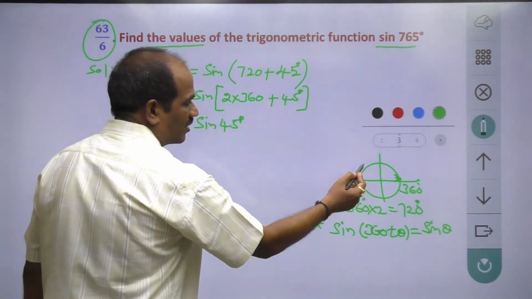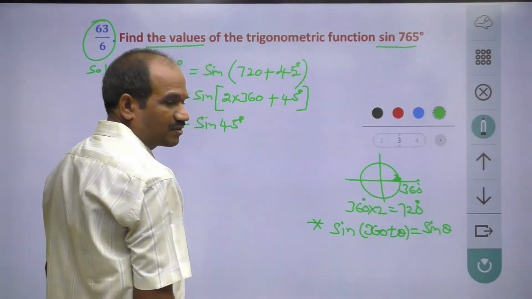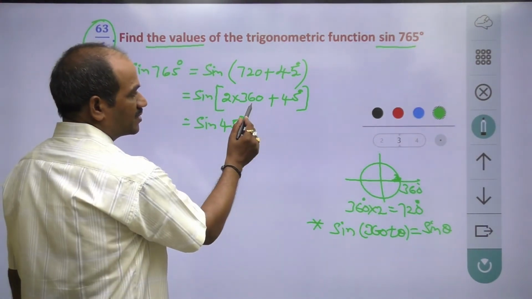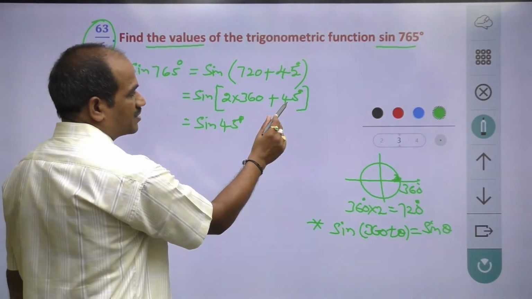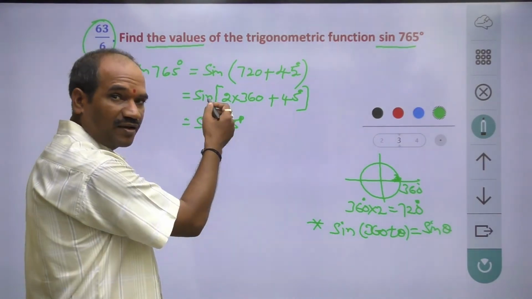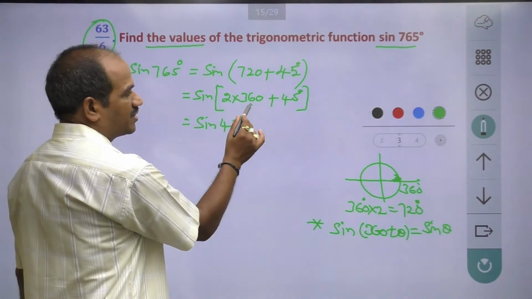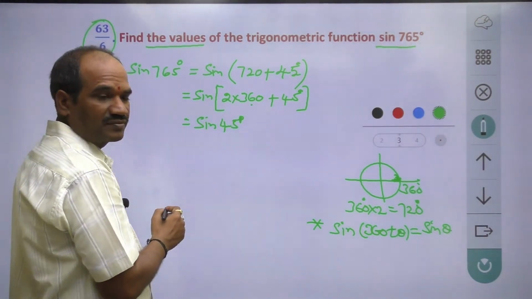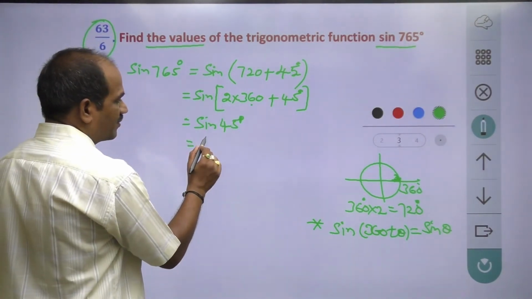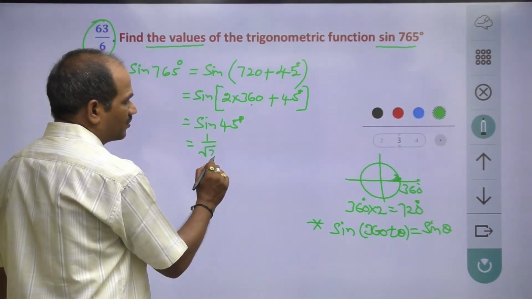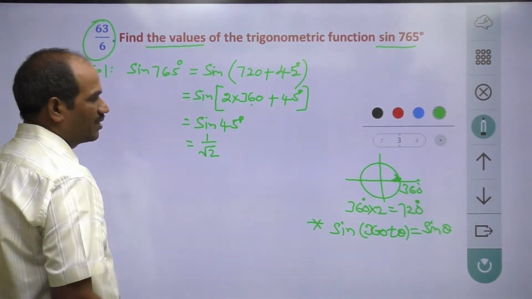Okay, it comes two times, so the same comes in this place. So sine of 360 plus theta. Here 4 comes the same, 3 comes the same, no change. Only sine of 360 plus theta. Sine of 360 plus theta is sine theta. So here sine of 45 degrees is equal to 1 by root 2. So the total value here is 1 by root 2.